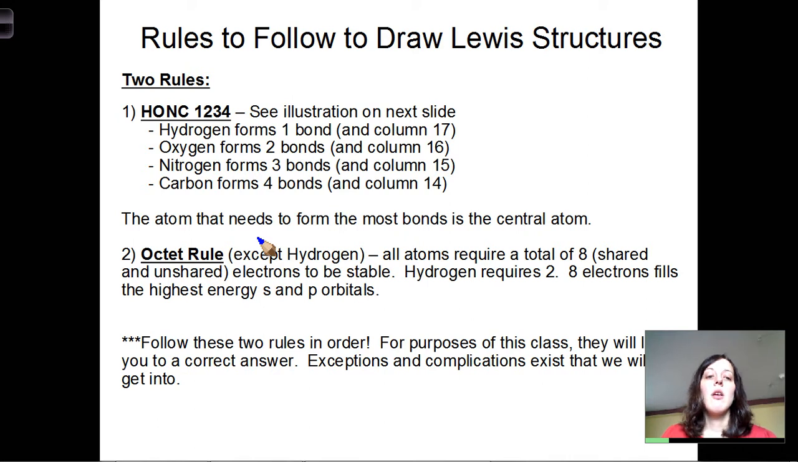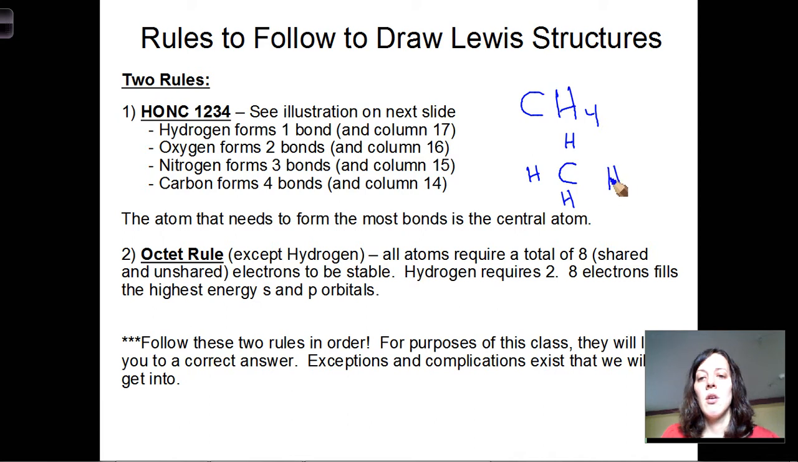As you are drawing out a molecule, the atom that needs the most bonds to become stable goes in the middle. So for example, if we were to draw out methane, carbon typically forms 4 bonds, hydrogen typically forms 1. Carbon needs more bonds to become stable, so we're going to put carbon in the middle and surround it by hydrogens. And we are going to draw straight lines to indicate that the carbon with each hydrogen is sharing 2 electrons.